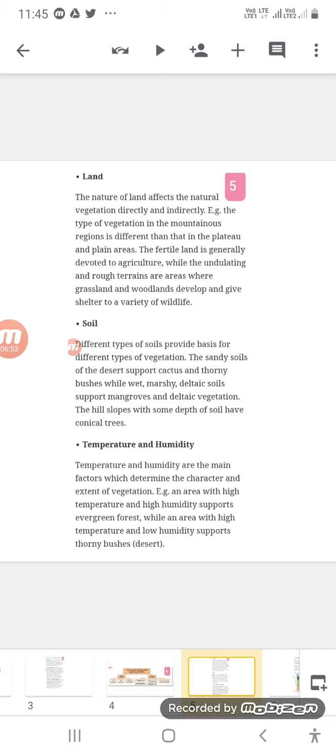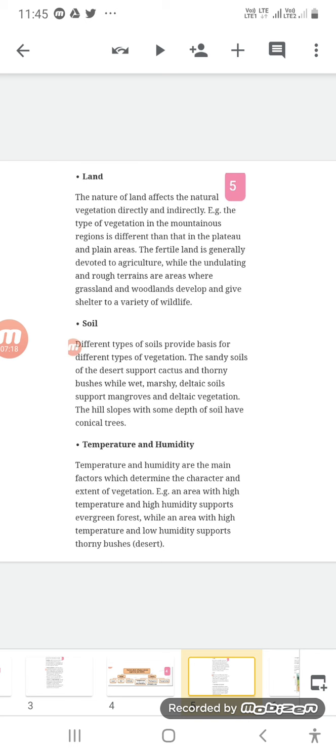So this is how land affects vegetation. When it is a plain area, it has ample vegetation. When we go higher in altitude, we have rough terrains, mountainous areas or hilly areas. They have different types of vegetation.